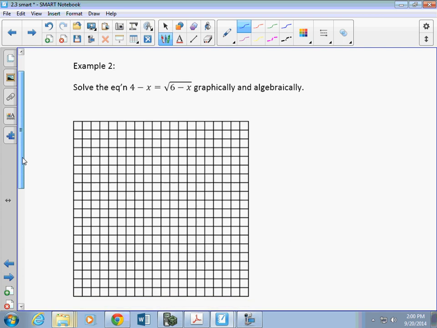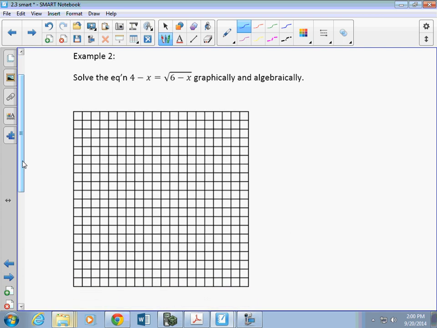So it says, solve the equation 4 minus x is equal to the square root of 6 minus x, both graphically and algebraically. Okay, so if we're going to do this algebraically, I'm just going to see which one I'm going to do first. Yeah, I'll do it algebraically first.